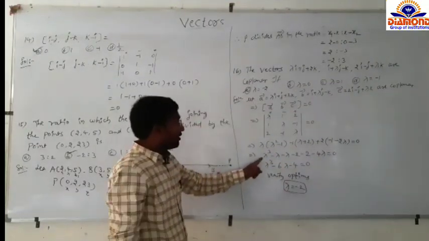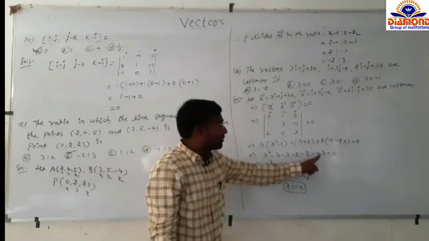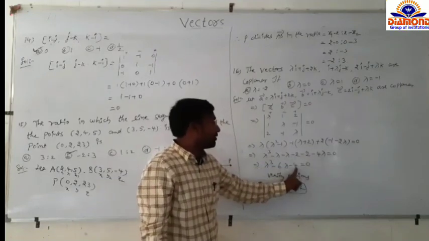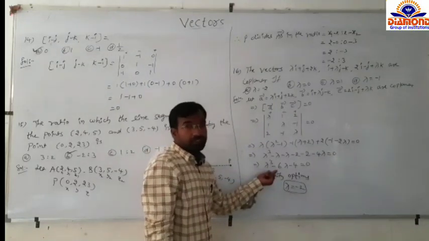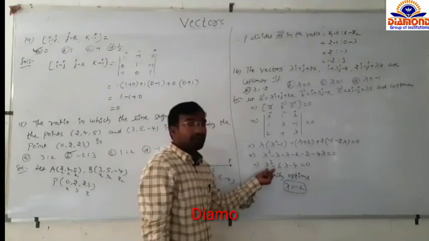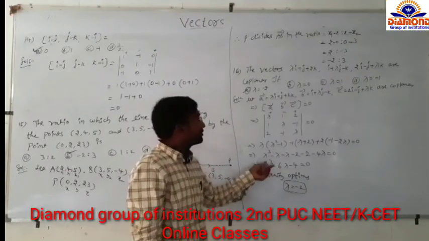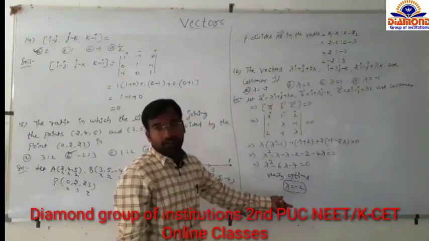So write in order: lambda cube. Next the lambda terms: minus lambda, minus 4 lambda equal to minus 6 lambda. Next minus 2 is minus 4 equal to 0. This is a cubic equation in lambda. So you have to verify options by substituting the values. Whichever one is satisfied, that is the right option.